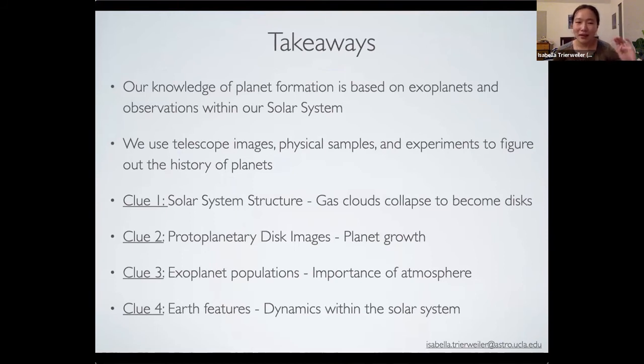So we know that our own solar system structure can tell us about gas collapsing. Our protoplanetary disk images can tell us how things are growing and when they're growing. If we look at exoplanets, we can learn about how atmosphere will impact the final features of the planet. And if we look really carefully at the Earth, we can figure out how these final collisions and dynamics with things in our own solar system were able to add some extra special features to our Earth's surface.